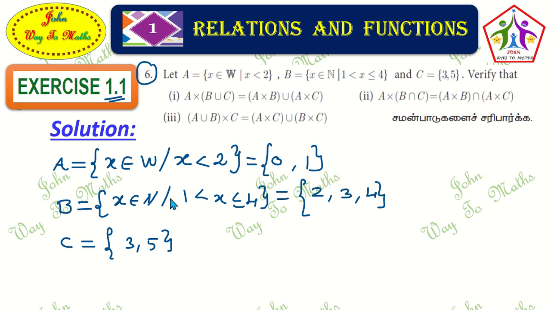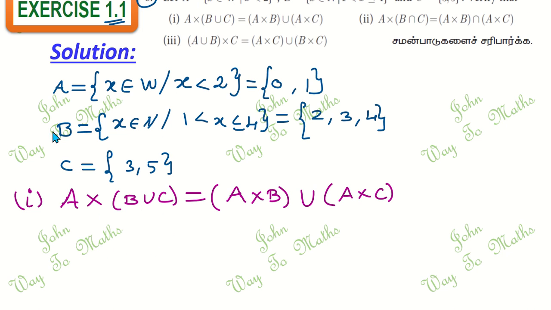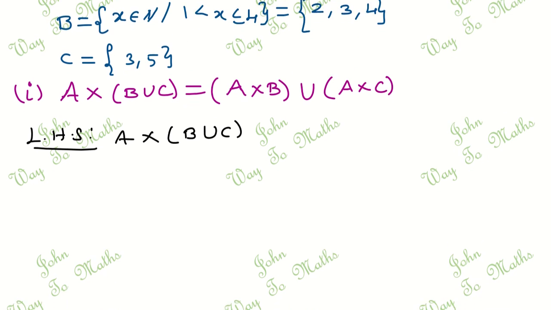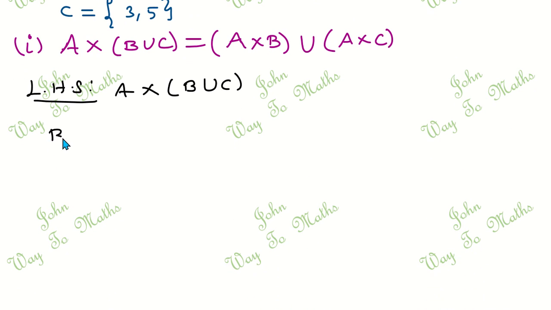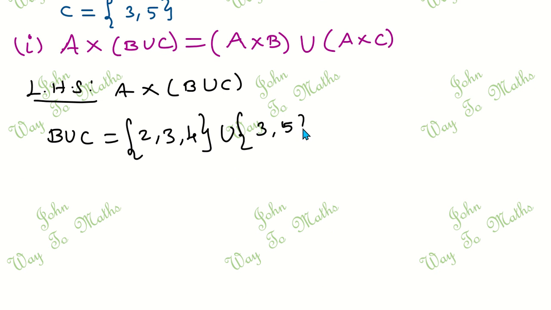So next I'm going to prove the first result. The first result is A cross (B union C) is equal to (A cross B) union (A cross C). First I'm going to find the LHS, which is A cross (B union C). So first I'm going to find B union C. B set is {2, 3, 4} union C set {3, 5}.